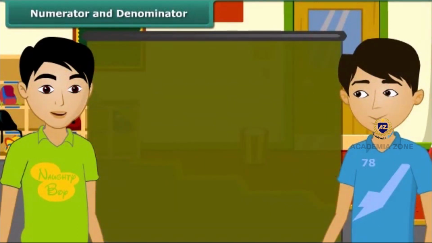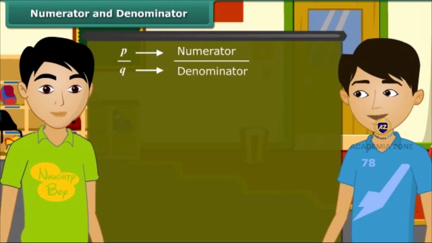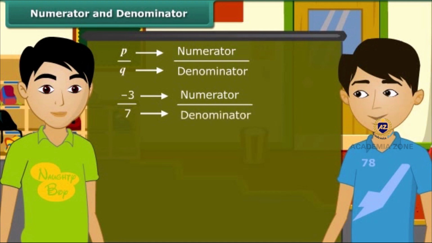Do you know what is numerator and what is denominator? In rational number p/q, p is a numerator and q is a denominator. For example, in -3/7, the numerator is -3 and the denominator is 7.